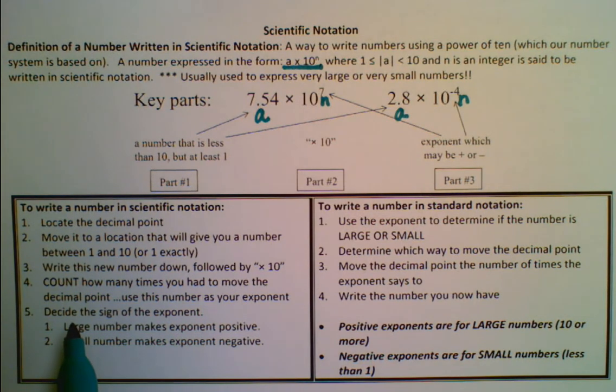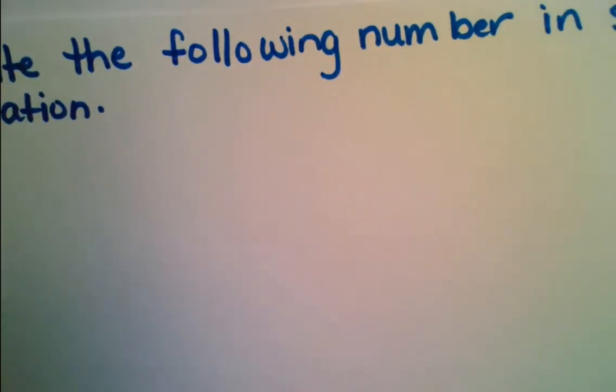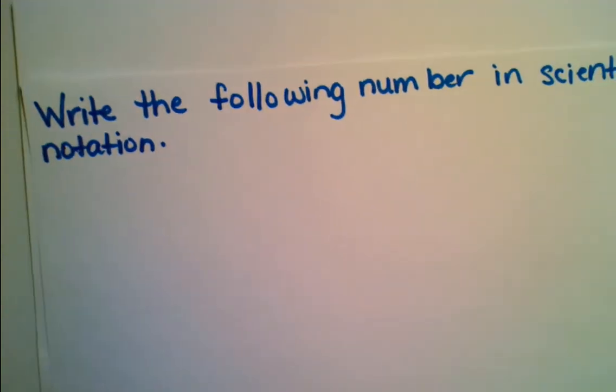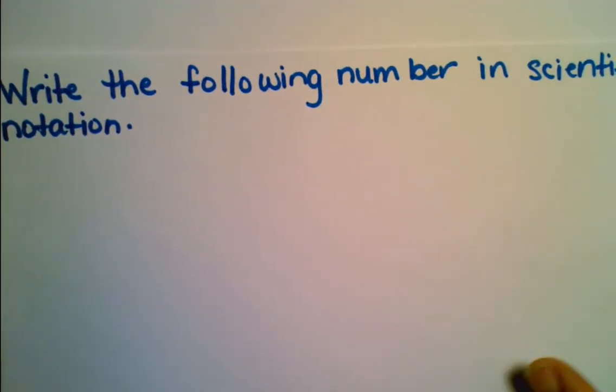Then decide the sign of the exponent. When the number is large, make the exponent positive. When the number that we're converting is small, we're going to make that exponent negative. So we'll come back to writing a number in standard notation, but let's look at a number that we're going to write in scientific notation.